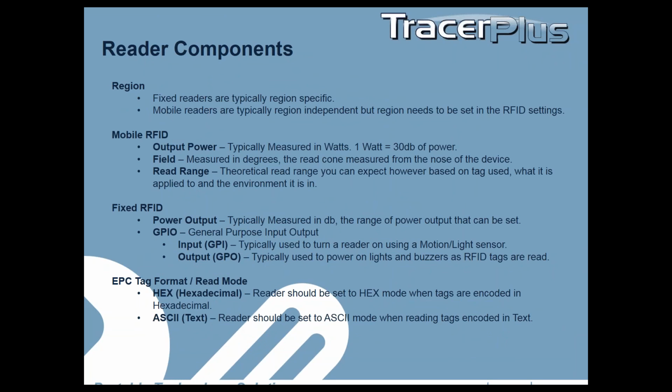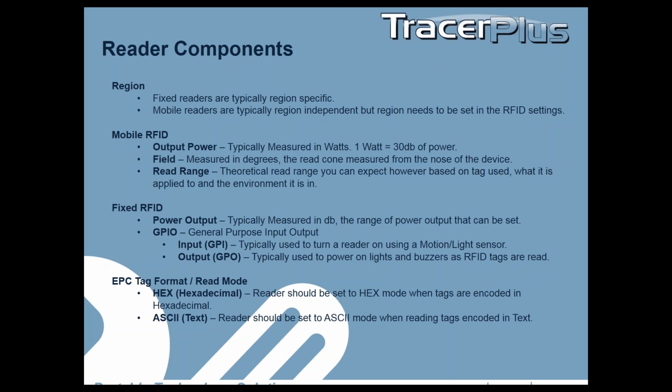Next, we're going to jump into reader components. As I was talking about before, region. When you're looking at a reader spec sheet, you may see the region that's supported. Fixed readers are typically region specific, so you do have to purchase a reader specific to your region, and it's typically a different part number. Mobile readers typically will actually support all regions, but you have to define the region in the device's RFID settings, such as what we see with Zebra's MC9190Z. It does support a wider frequency. However, you can go into the RFID settings and define its region. In our case, we would define it for US, which I think is region 15.